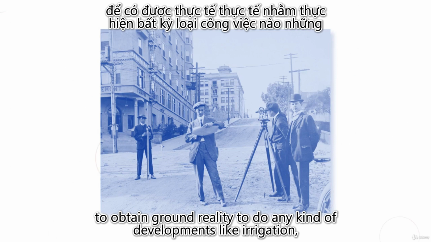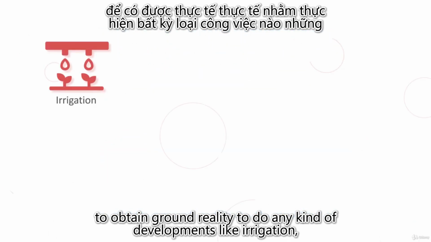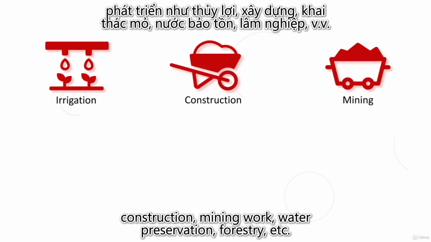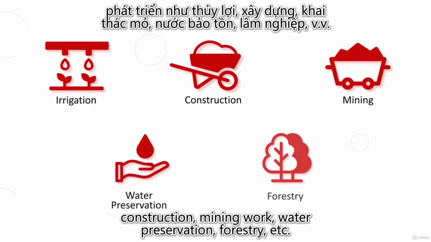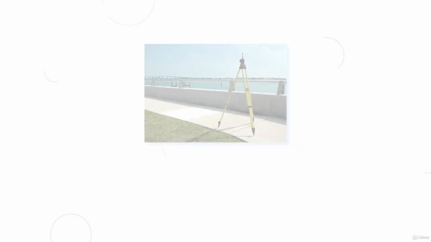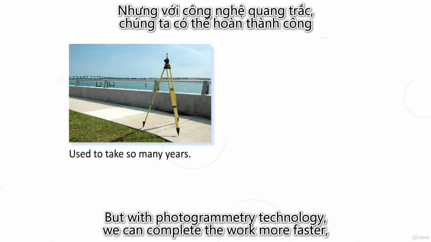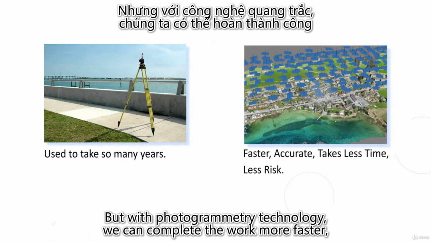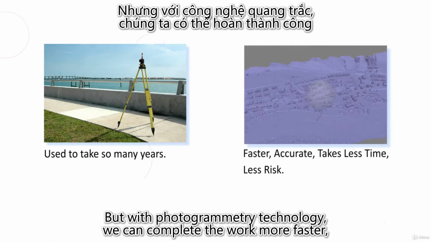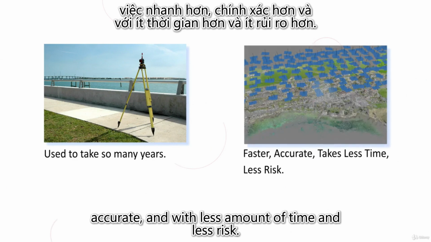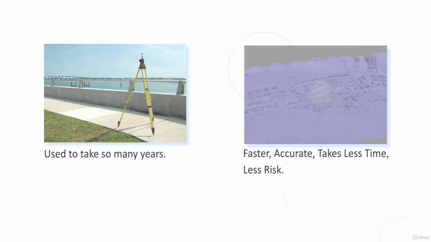In olden days, when there was no technology, we used to work with surveying to obtain ground reality, to do any kind of developments like irrigation, construction, mining work, water preservation, forestry, etc. The surveying process used to take so many years, but with photogrammetry technology, we can complete the work faster, more accurately, and with less time and less risk.